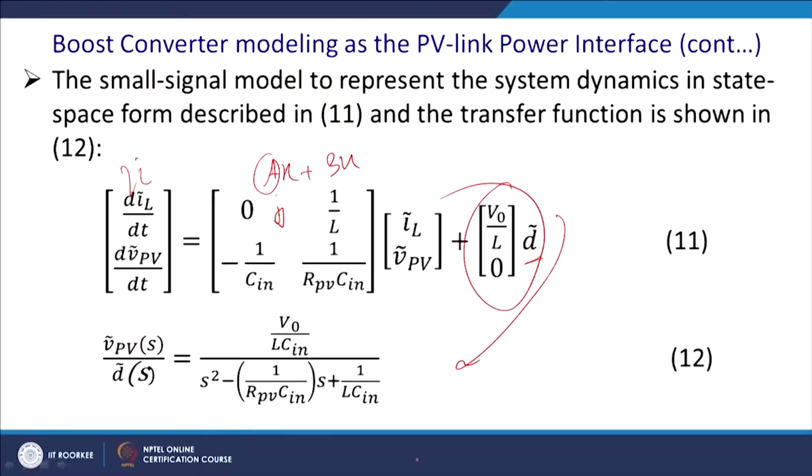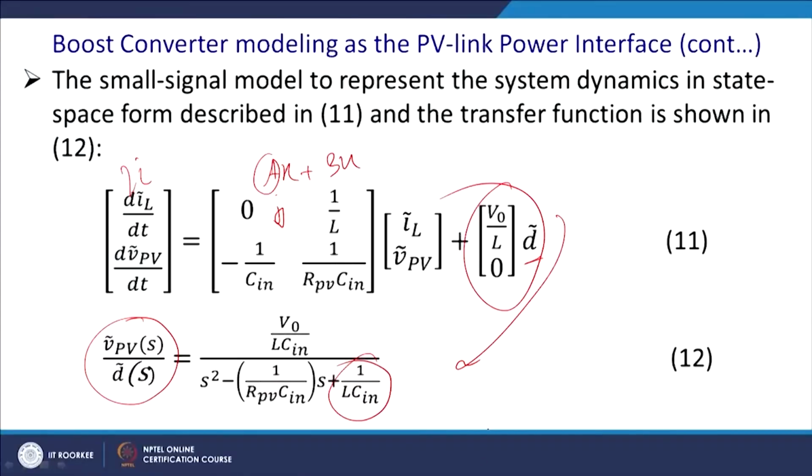So, the transfer functions. What you can find here is that the PV voltage change with a change of the duty cycle. If you are large scale, you can remove also the delta. So essentially you are left with V0 by L C_in, that is the input capacitor, and just a second order system. That is what we are familiar with.